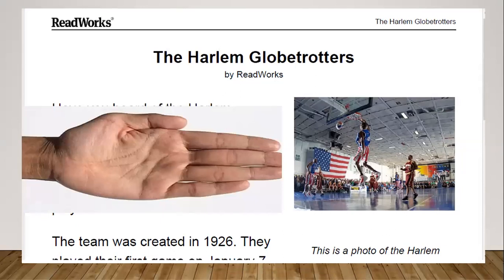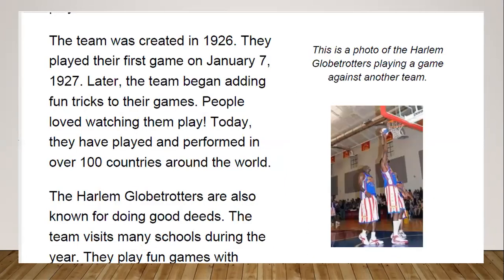And step three was to remember. All right, so I'm going to think about what I've read. All right, let's see. The Harlem Globetrotters is a famous basketball team. And many of the first African-American basketball players were on this team. All right, so I'm going to read another section.